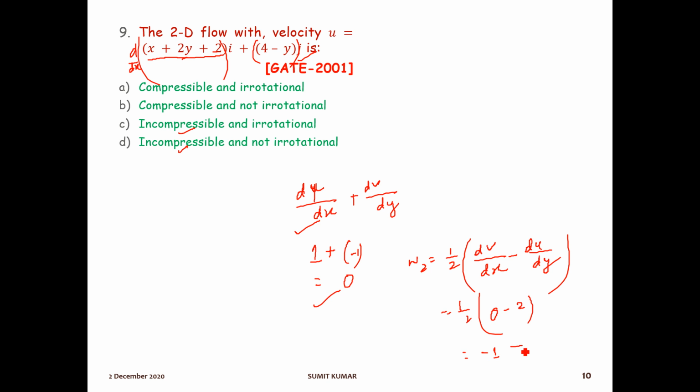So it is not equal to 0. So this fluid is not an irrotational flow. It means this fluid is a rotational flow. Why is it rotational? Because omega z is not equal to 0. So here the flow is incompressible and not irrotational. Option number D is the correct answer.